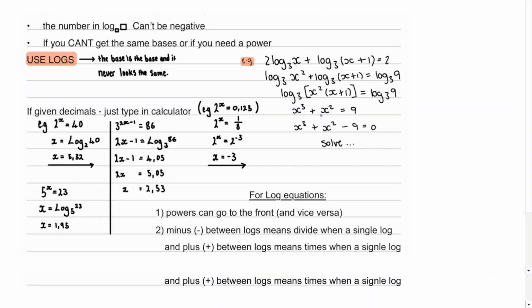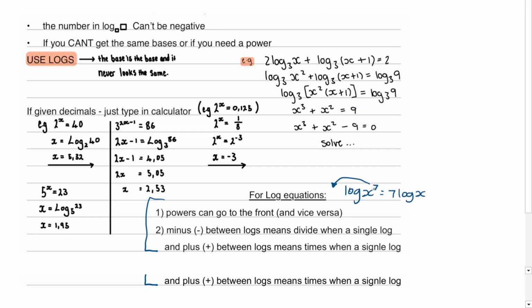In this video, we're going to look at slightly more complicated uses of logs in equations. For starters, let me just draw your attention down to these two points. The one point is that the powers in a log equation can go to the front and vice versa. What I mean by that is, if I had something like that, one of the log laws is that the power can go to the front, and so that would be 7 log x.